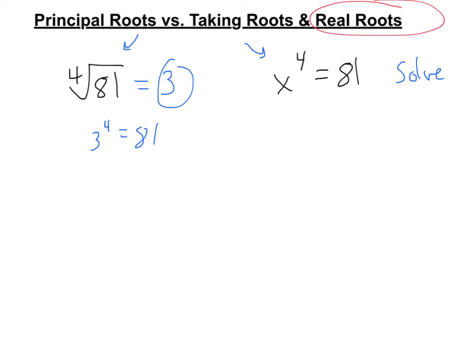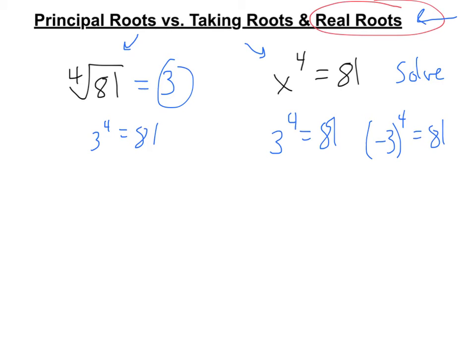You probably remember from your polynomial days that the degree is 4, so we would expect 4 total answers. However, we're concerned about real roots, so it's okay to have less than 4. But you probably should notice that there is another solution other than just 3. 3 to the 4th does equal 81, but what else to the 4th would equal 81? Since this is an even power, we could also take negative 3 to the 4th and get 81.